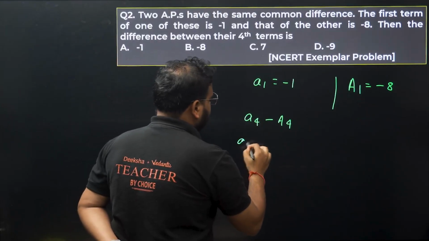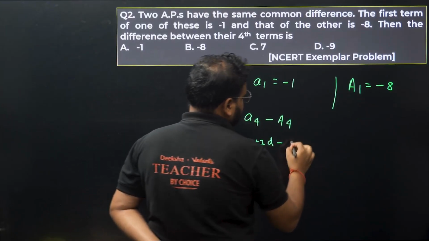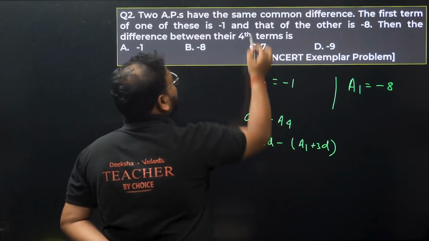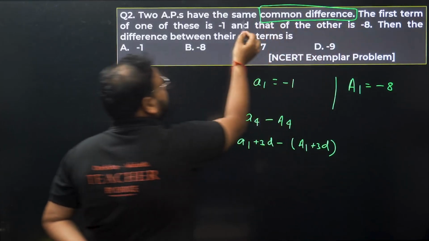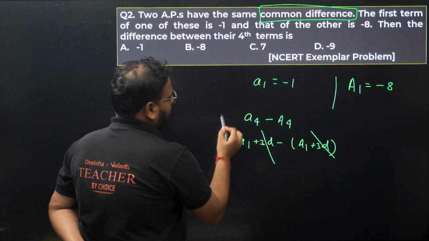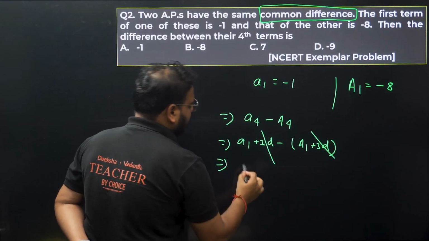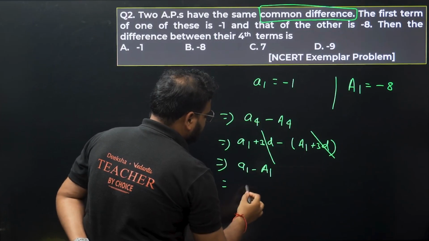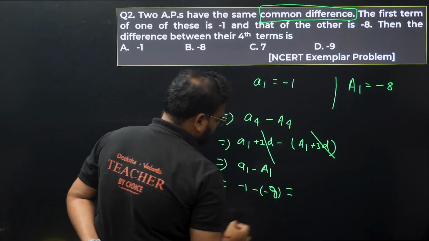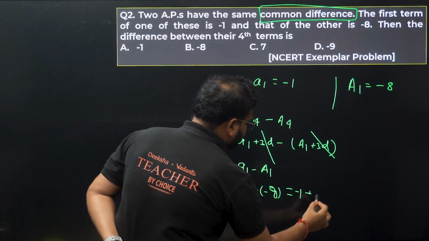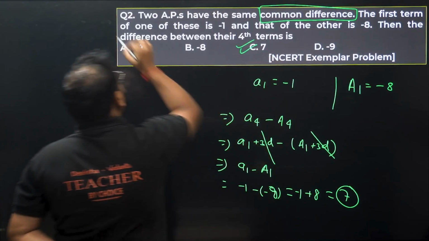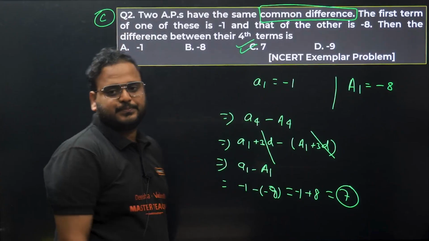Small a4 will be a1 plus 3d, minus this, which will be capital A1 plus 3d. They have the same common difference, right? They said that they have the same common difference. So 3d and 3d will be cancelled. I'm looking for this value only. Please check. I get a1 minus A1, which is -1 minus of -8. Answer is -1 plus 8, which is nothing but 7. So option C is correct. Option C is correct. Got it?